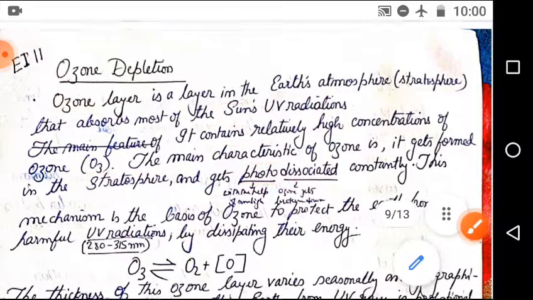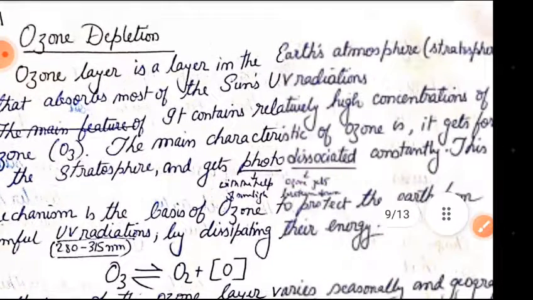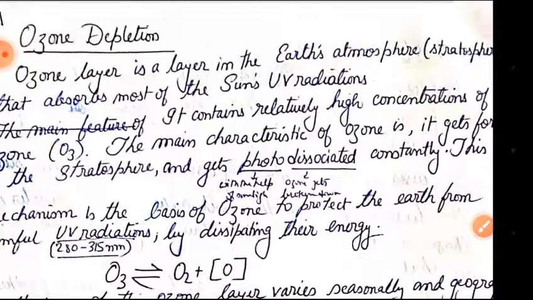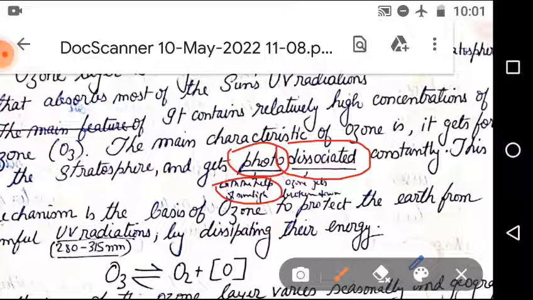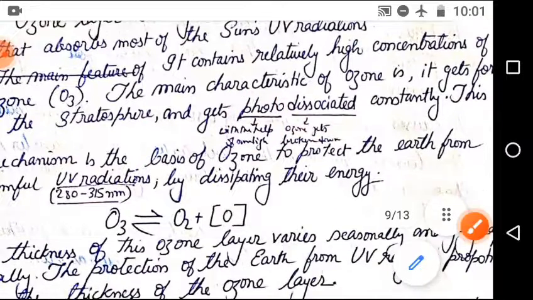What does photo dissociated mean? It means that with the help of sunlight, with the help of photon, photon means sunlight, the ozone gas is going to be dissociated. That means the ozone gas is going to break apart. And at the same time, ozone is also going to be formed within the stratosphere. So this is actually the main reaction.